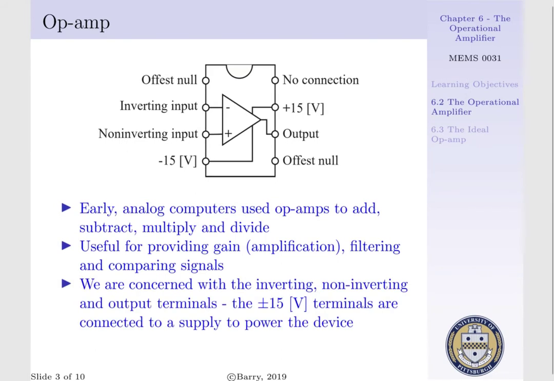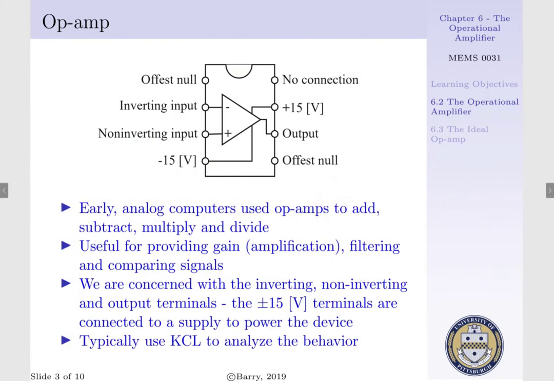An operational amplifier needs some power supply, and this is designated by our -15 and 15 volt potential within our system. However, we're not concerned about the power supply of our operational amplifier, rather we're concerned with our non-inverting, inverting, and outputs of our device. Now, to analyze operational amplifiers, we are almost always going to use Kirchhoff's current law. Once in a while we may use KVL to relate a voltage within our system, but KCL is going to be our primary method for analyzing the behavior of these devices.